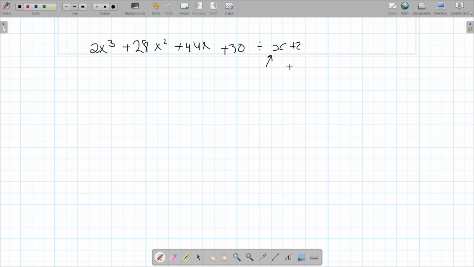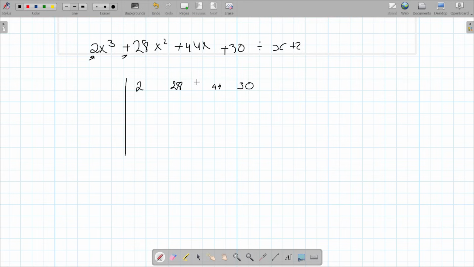So, like if I'm dividing by like 2x squared plus 4x, no, that wouldn't really work. Okay, it would only work when you have a linear expression. Linear meaning it's just x, like the highest power is 1. So how would I do synthetic division? Okay, you're gonna do this. You're gonna write a line like this, and you're gonna arrange all the coefficients you have here. So my coefficients are 2, 28, 44, and 30. Right? These are my coefficients.